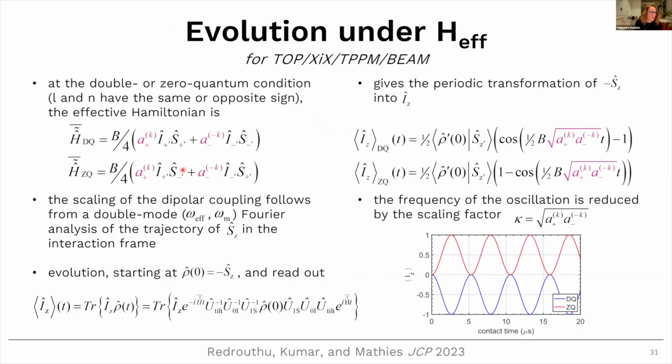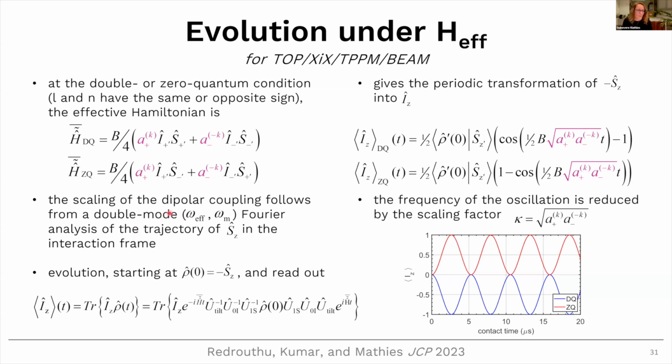So it's now quite easy to show that at the double and zero quantum condition, so double and zero meaning that L and N coefficients have the same or opposite sign, the effective Hamiltonian is given, and now I'm just looking at the pseudo-secular term, so the constant B will have these simple forms. And now what you see here is that we have the double and zero quantum operators, which will do the DNP for us. They're determined by the strength of the electron-proton dipolar coupling and scaled with this Fourier coefficient that we get from the trajectory of SZ in the interaction frame.